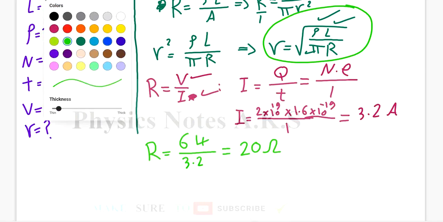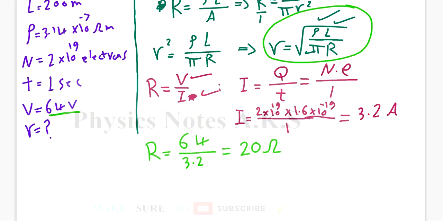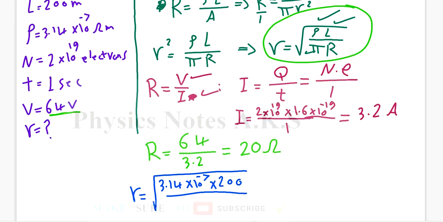Okay? So, radius equals the square root of the fraction here. Resistivity, it is 3.14 multiplied by 10 to the power negative 7. Okay? L, how much is the L? It's 200. Right? It is 200. Yes. Down, I have pi, which is 3.14. This is 1 and this is 4. R, we found the R right here, it is 20.